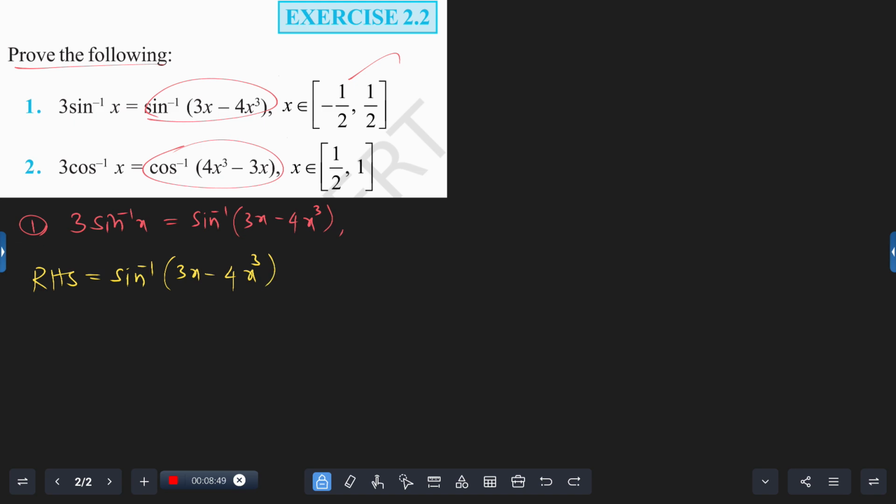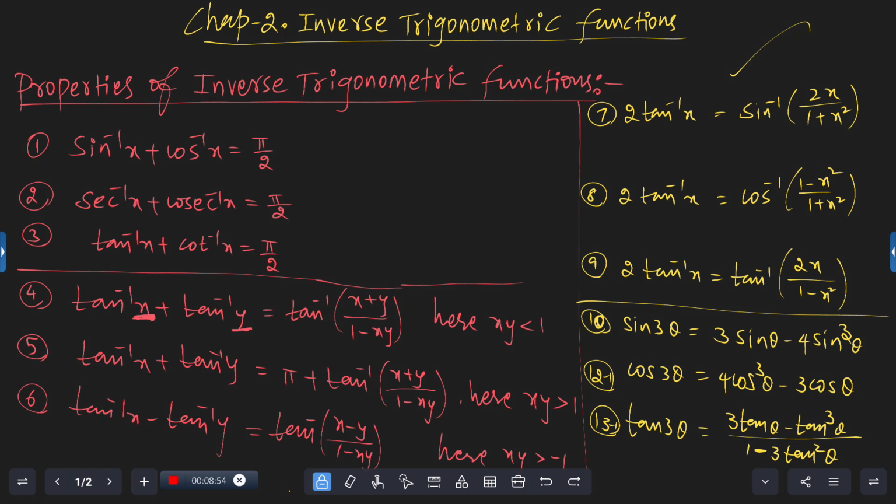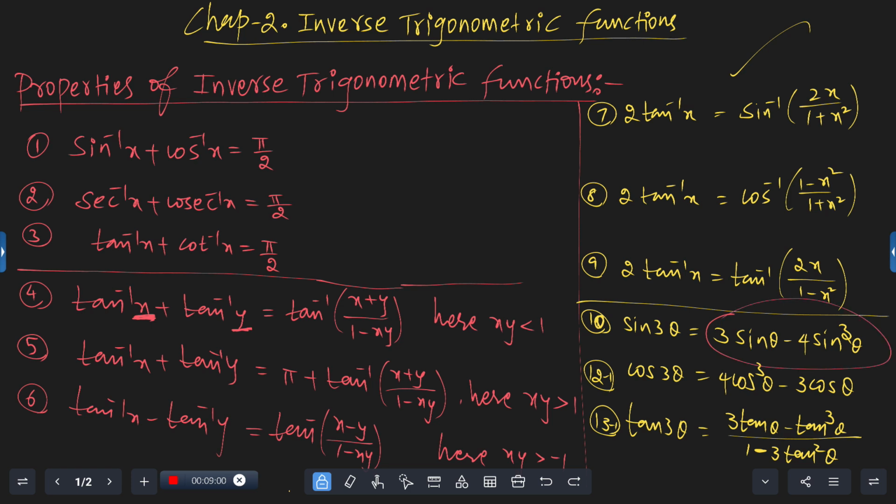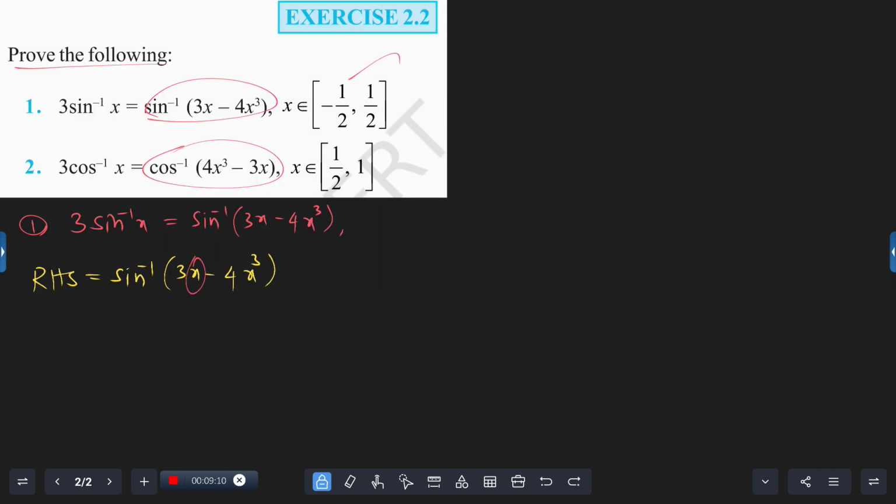Children, listen, the 3x minus 4x cube looks like what formula? See the previous page. Here you can notice 3 times sine minus 4 times sine cube. So instead of sine, what do we have in the previous page? x we have. Instead of sine, what do we have here? x. So what is the x then here? Sine. If you assume x equal to sine, very easily you can complete this.